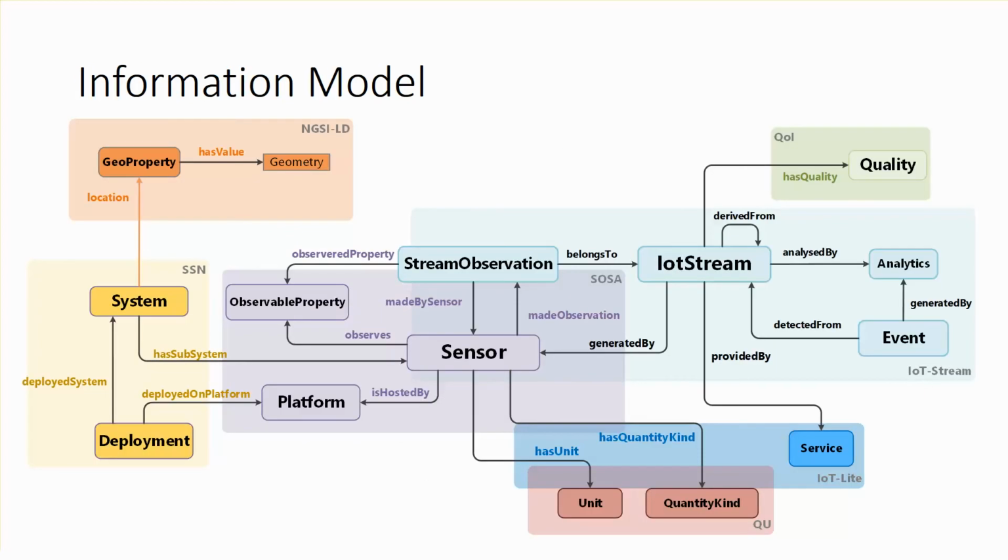With regards to the information model, this is an illustration of the concepts that are adopted from the ontologies that make up the information model.